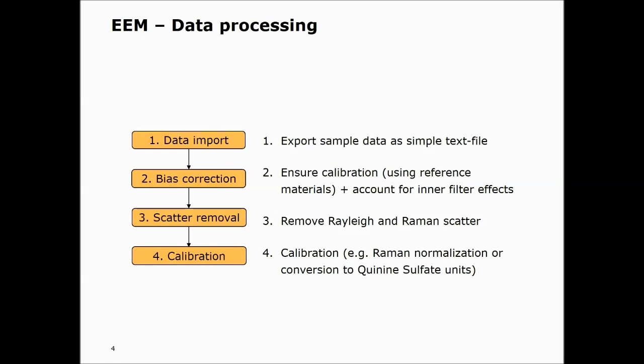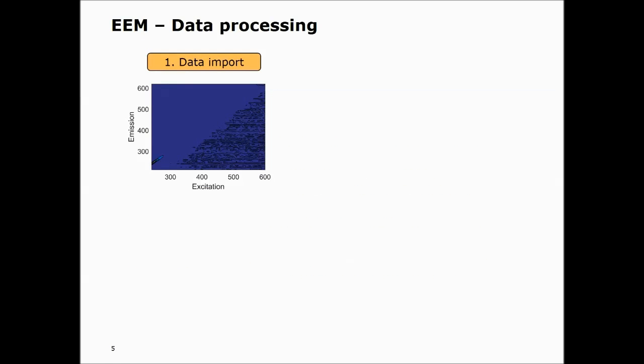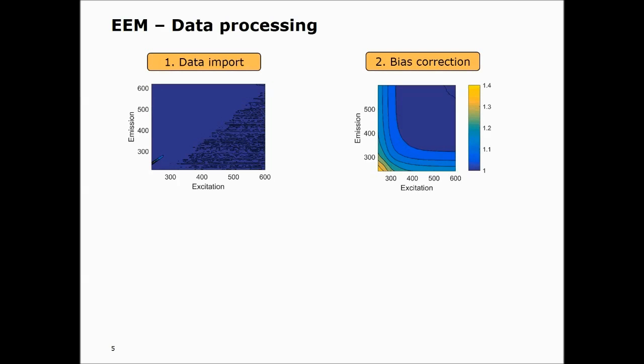I'm going to quickly show you how this looks in practice. So once we imported the data, you can see that we don't see much, except a little bit of noise in the lower right corner, and a scatter line in the lower left corner. So the second step was bias correction, that is the inner filter effect correction.